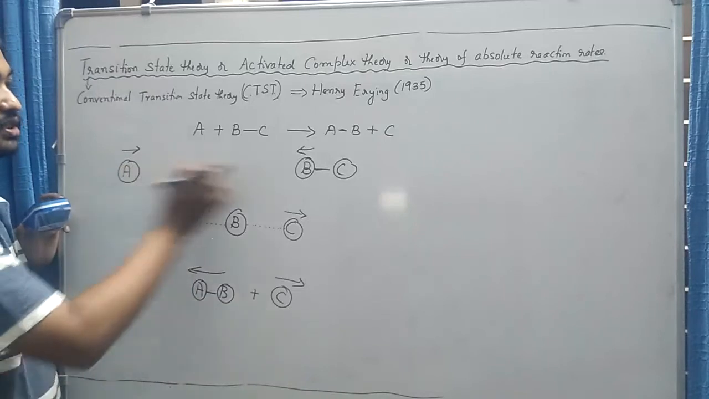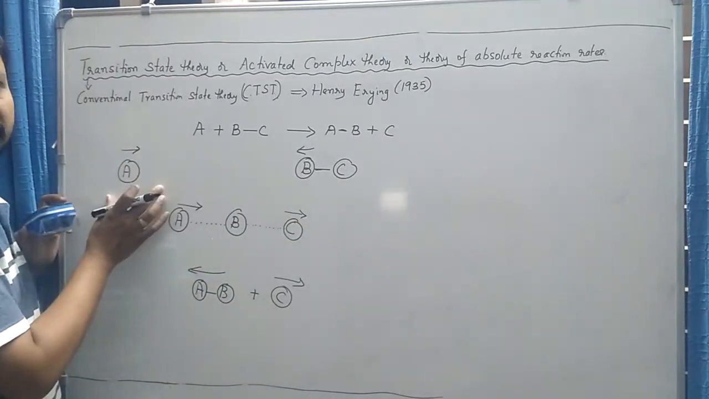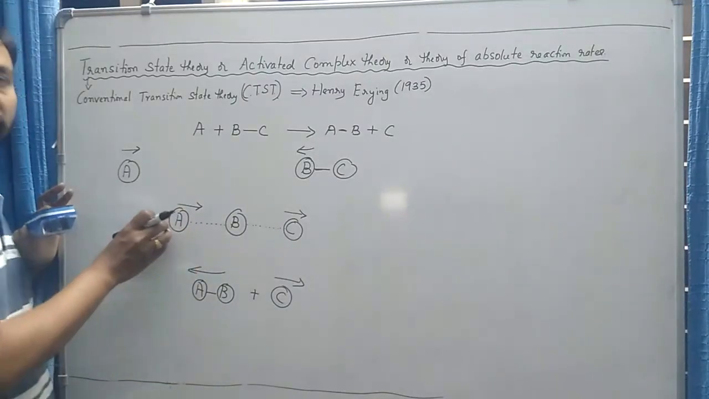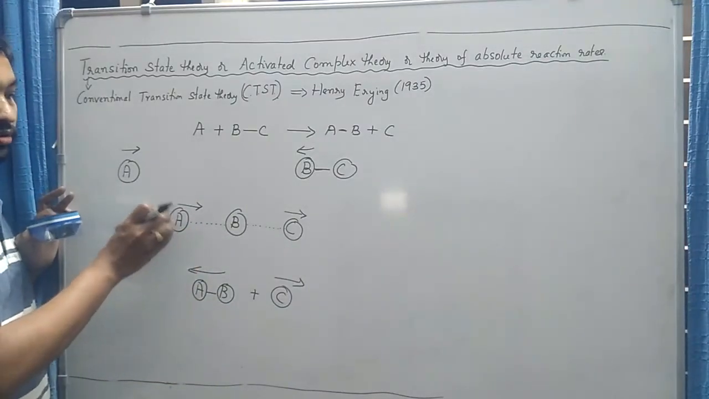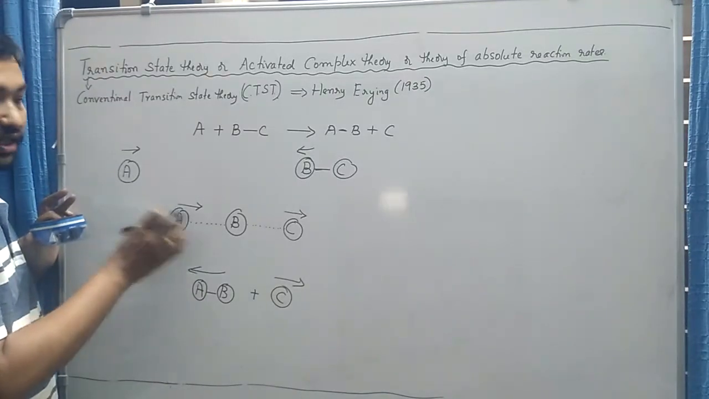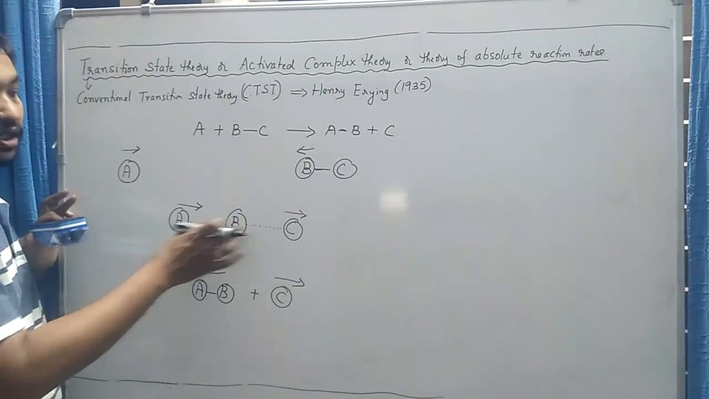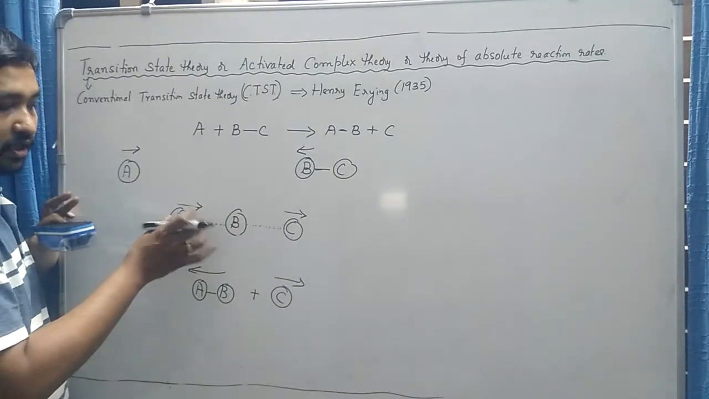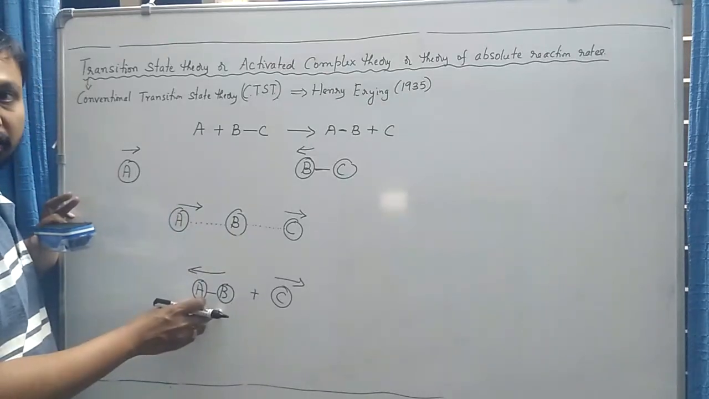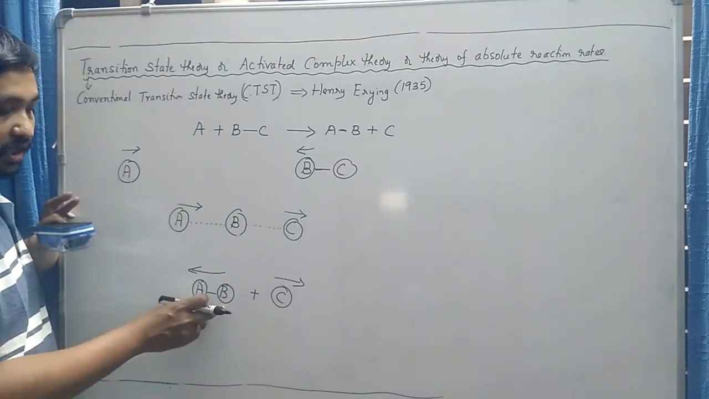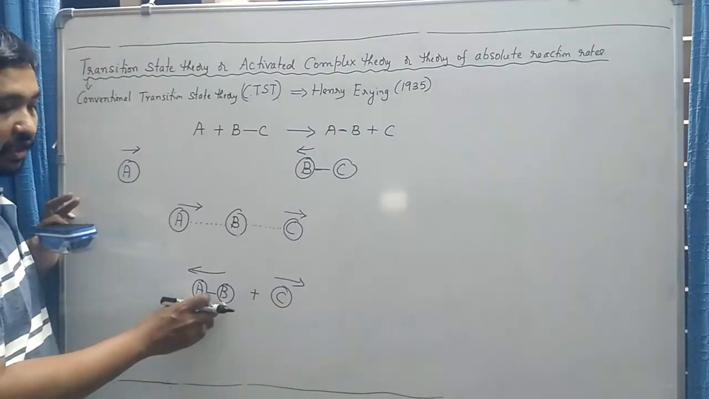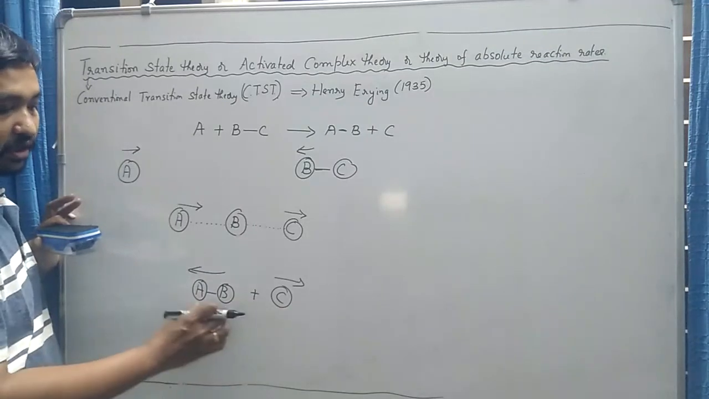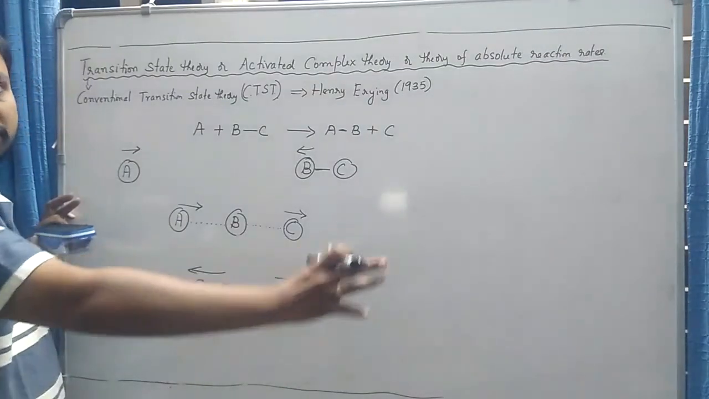So this is the initial state, the reactants which are infinitely separated approaching each other, and at a particular state, due to the influence of the electron cloud of A, a partial bond is formed between A and B, and the bond between B and C is partially broken. And when this atom further approaches B, at a particular distance, there is a formation of a complete bond between A and B, and simultaneously the bond between B and C will be broken. So you get the final products AB and C, which depart from each other.